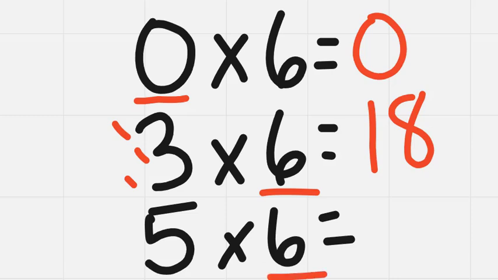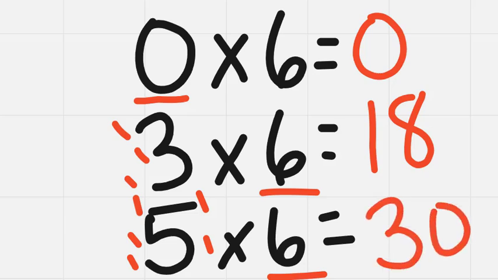Finally, we're going to count by 6 on the 5. 6, 12, 18, 24, 30. 5 times 6 equals 30. Well done. Be sure to check your work.